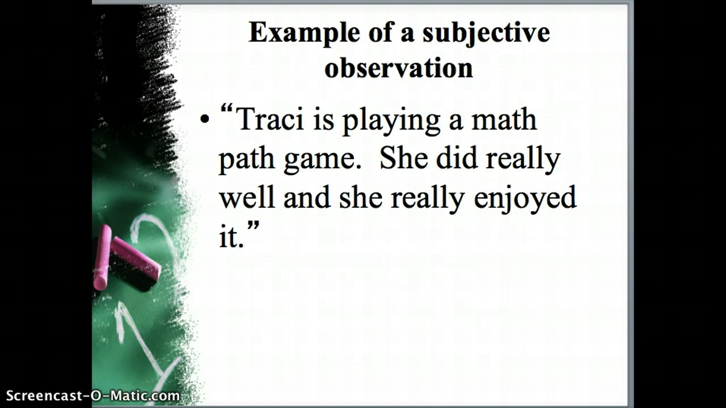So here's an example of a subjective observation. Tracy's playing a math path game. She did really well and she enjoyed it. Well, how do I know that Tracy really liked the game? What do I consider really well in the path game, and does it match with what you consider doing really well in this game? Our perspectives may not be the same, and it could lead to different goals.